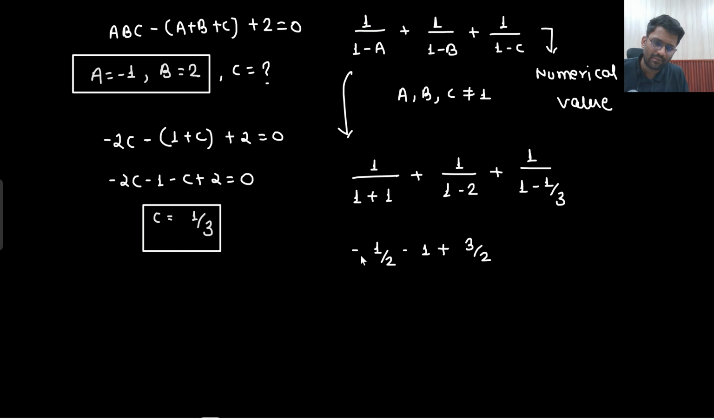So this is minus 1 by 2. Minus 1 by 2 plus 3. Answer is 1. So what is the answer we are getting? Answer is 1. That's it. Numerical answer. Did you understand what I did here?